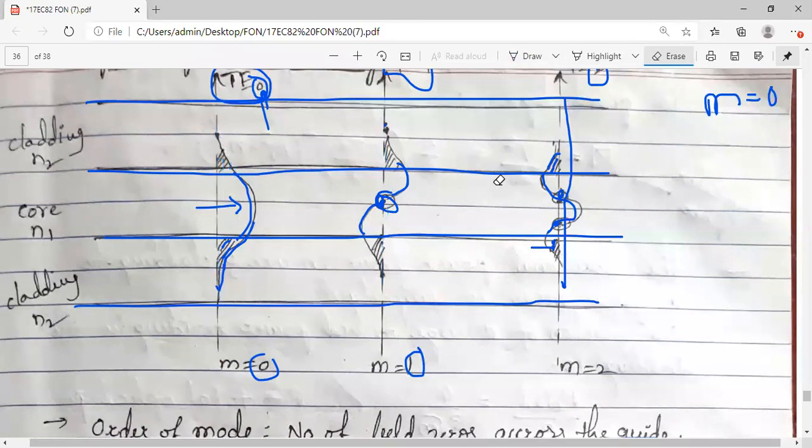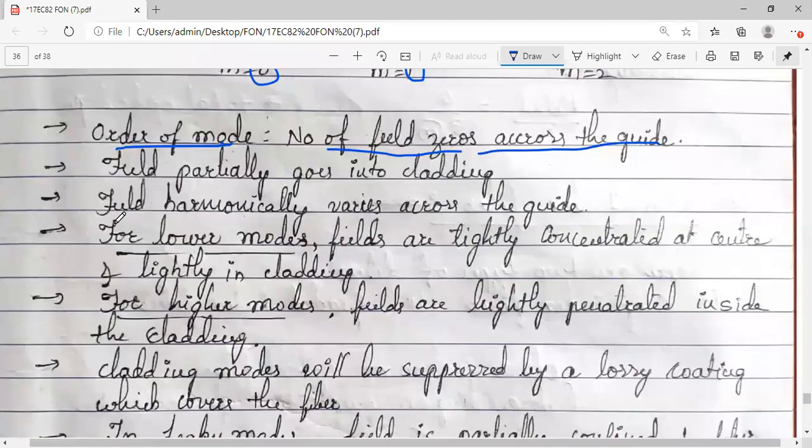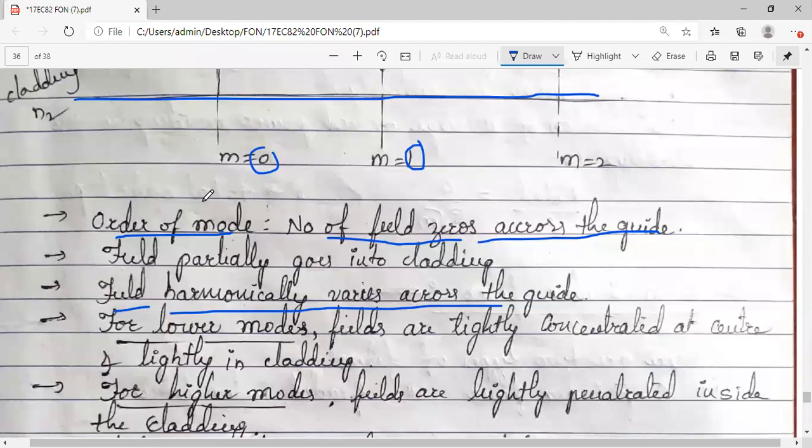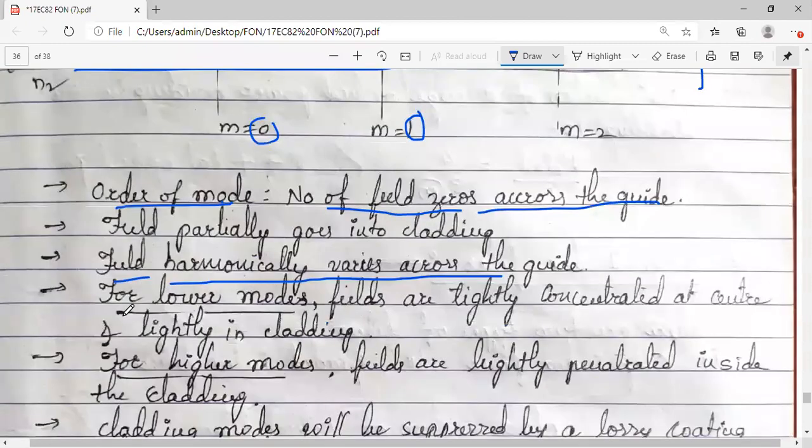I have shown you here the shaded part. Totally the field is not at the center. It is not concentrated totally at the center of the core. However, some is distributed in the cladding as well. And the field harmonically varies across the guide, right? You know, there are harmonics here. The variation is happening in this manner. Likewise, next time you will get more harmonics, right? So the frequency variations occur.